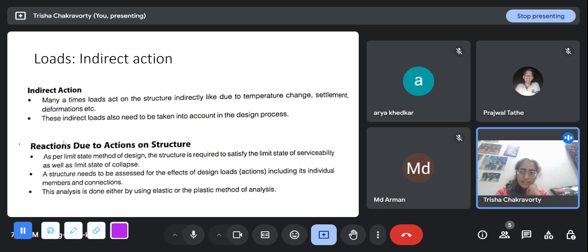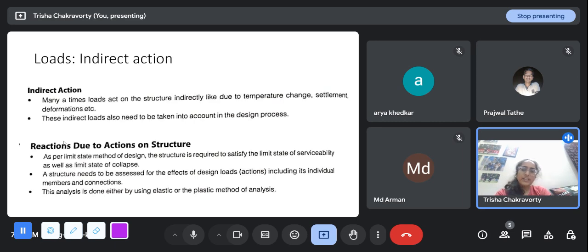A structure is made of its components, and we can't design the entire structure at one time. We have to go component wise. We have to design each of the components. Then we have to design the connections. Then we can see if the entire structure can take the load which we are expecting it to take. And this analysis is done either by using the elastic or the plastic method of analysis, which we'll look at later.